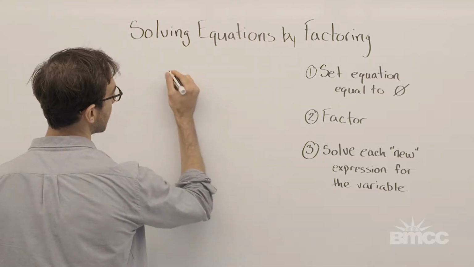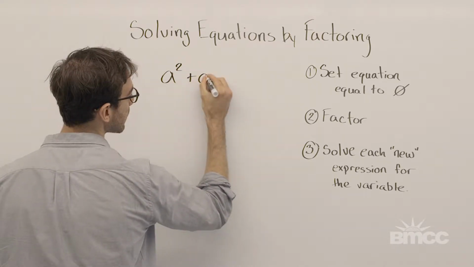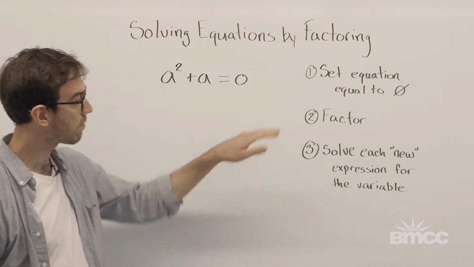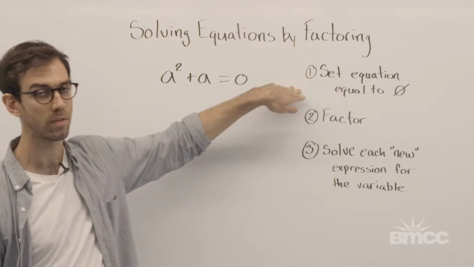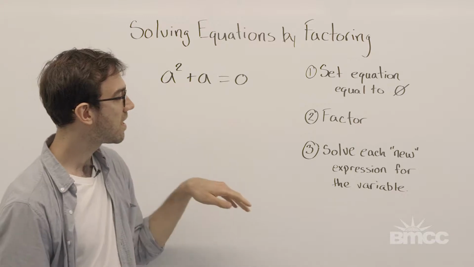Start with an example equation. Start maybe a little simple. Something like a squared plus a equal to 0. So our first step when solving equations by factoring is to set our equation equal to 0. So we see that that's done for us. So step one is done.